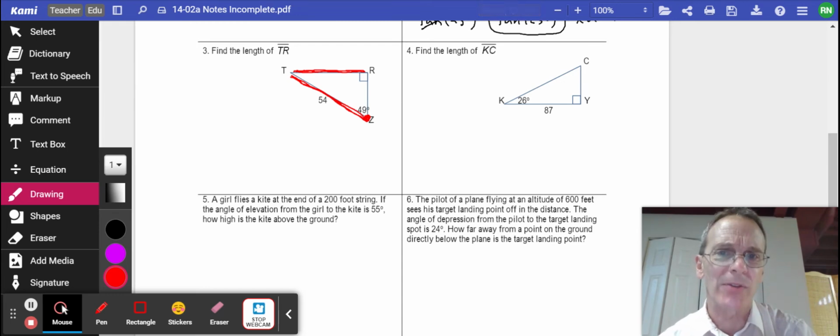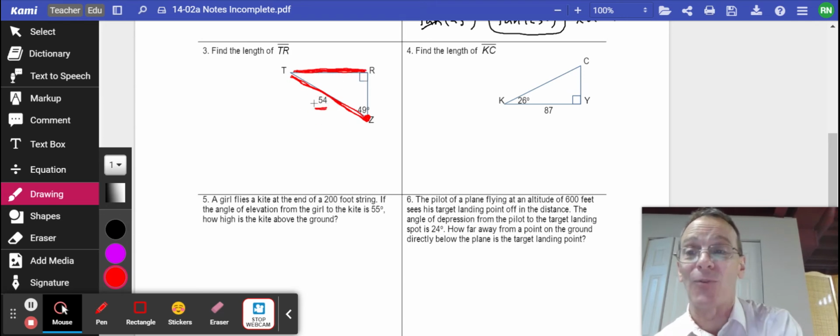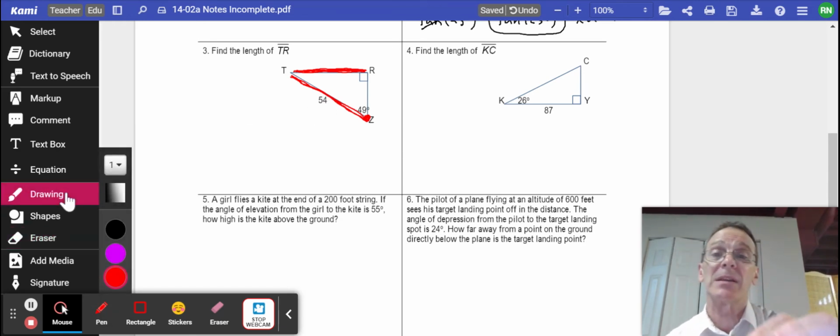And it looks like it's longer than the other leg, right? But in the end, we better make sure that we come out with a length for this leg of the triangle that is less than 54, right? If we come out with anything bigger than 54, we know we made a mistake.